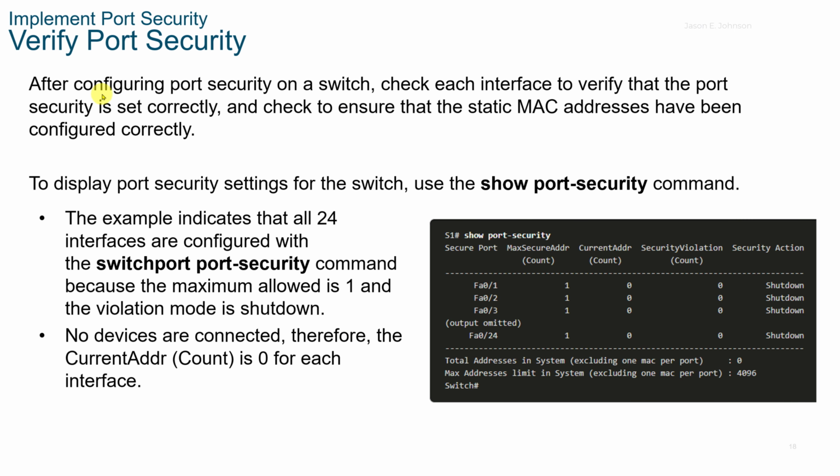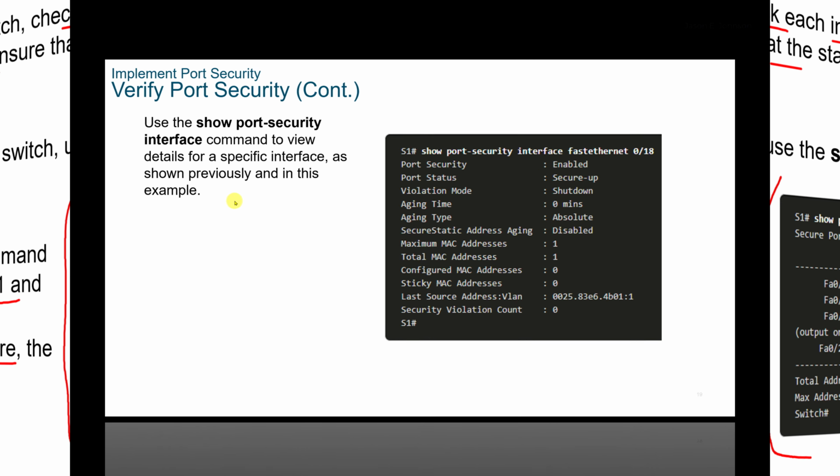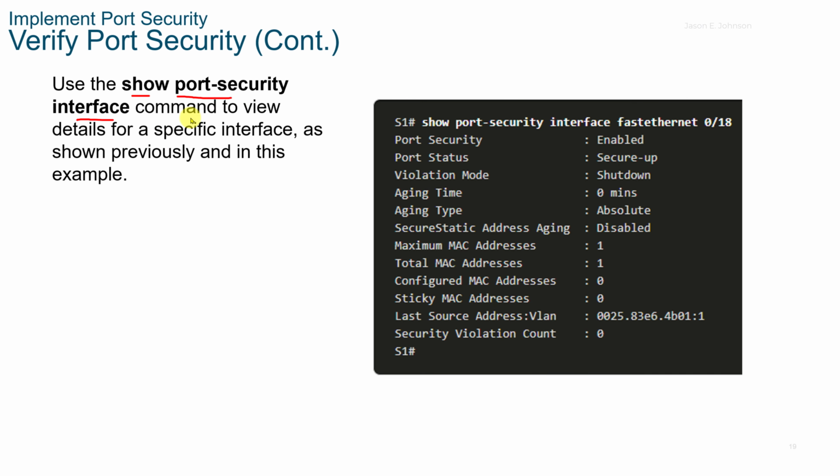Now to verify port security, after configuring port security on a switch, you want to check each interface to verify that port security is set correctly, and then check to ensure that the static MAC addresses have been configured correctly. The example indicates that all 24 interfaces are configured with the switchport port-security command because the maximum allowed is 1 and the violation mode is shutdown. And no devices are connected, therefore the current address count is 0 for each interface. We can also use the show port-security interface command to view the details for a specific interface as shown previously and in this example here.